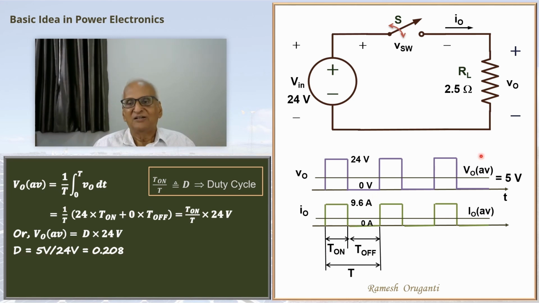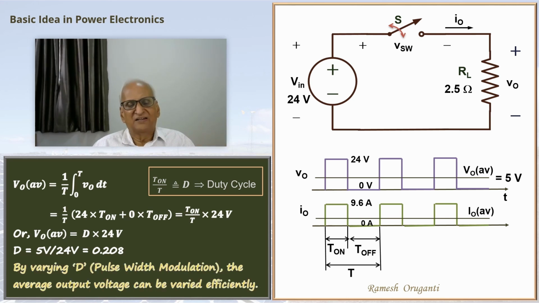One note, this diagram is not to scale, the waveform diagrams. If this is 24 volts, V naught average doesn't look like it is 5 volts, it's more like it is 10 volts. But I have just drawn the line a bit higher and made the duty cycle a bit larger in order to make the diagram clearer.